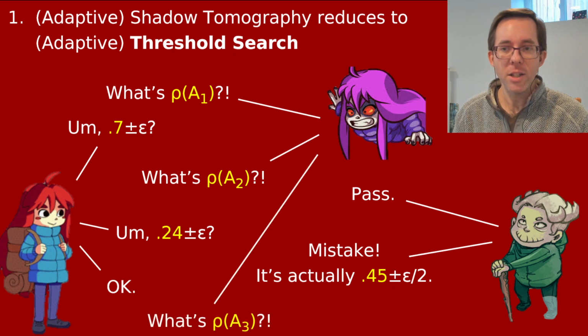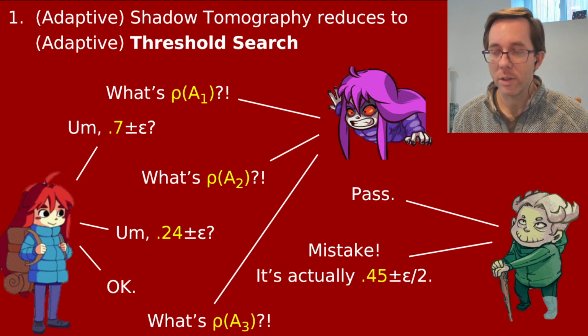And then the adversary continues and says, what's rho of A_3? And this game goes on for a while. As long as the student gives accurate responses, the teacher will pass them. And when the student makes an inaccurate guess, the teacher will correct the student.